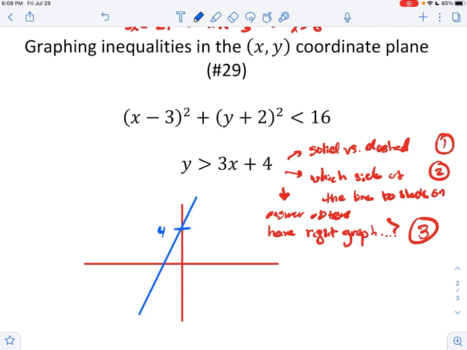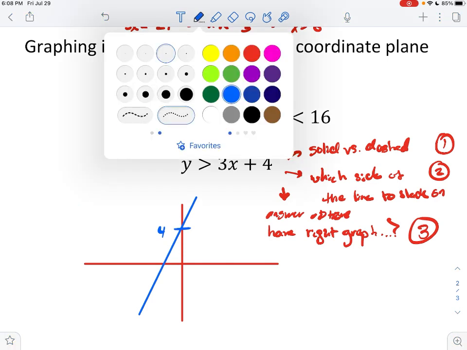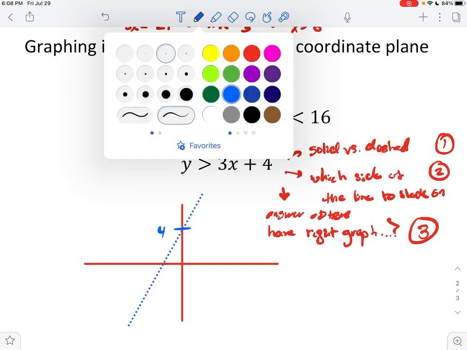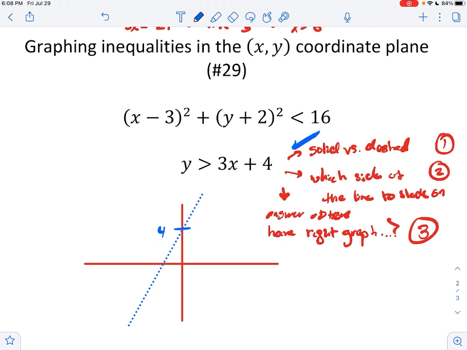Now, solid versus dashed. Technically, since this is a greater than without being a greater than or equal to, if it has the equal to, then it's a solid line that you put the graph as. But if it doesn't have the equal to symbol there, then it's going to be a dashed line. So in this case, I should actually use a dashed line when I graph it. So let's redraw that with a dashed line. There you go. Okay, first step is complete. Got that right.